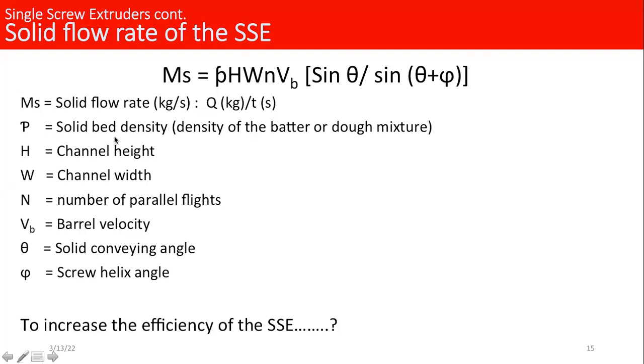And rho means solid bed density, and then channel height, channel width, number of parallel flights, barrel velocity, solid conveying angle, screw helix angle, right?